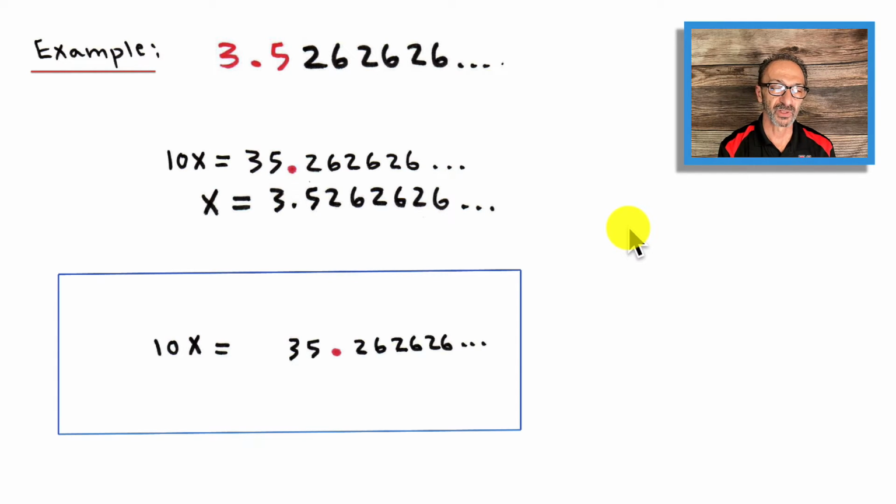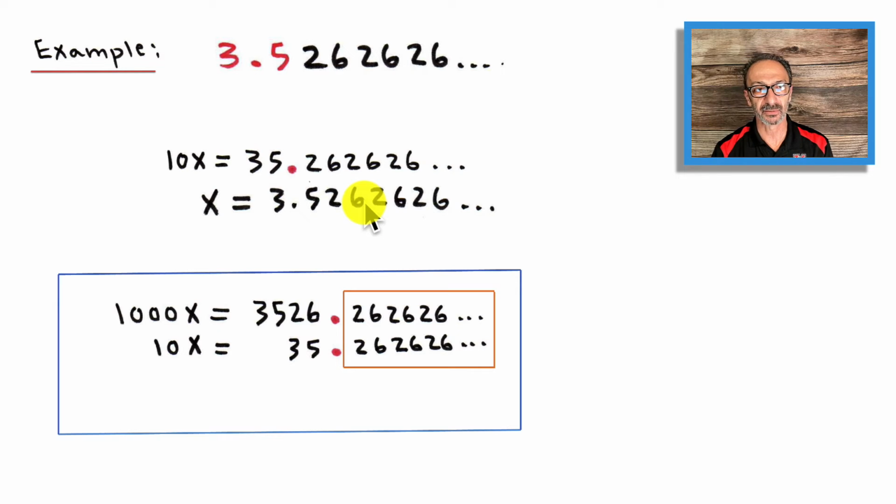So keep the 10x. Why do we want to keep the 10x? Because the right side of the decimal is a repeating pattern, 26, 26, 26. If you multiply x by 1,000, I move the decimal 3 places, 1, 2, 3, and I get 262626 again. This is what I mean. This is my focus, the 26 repeating.